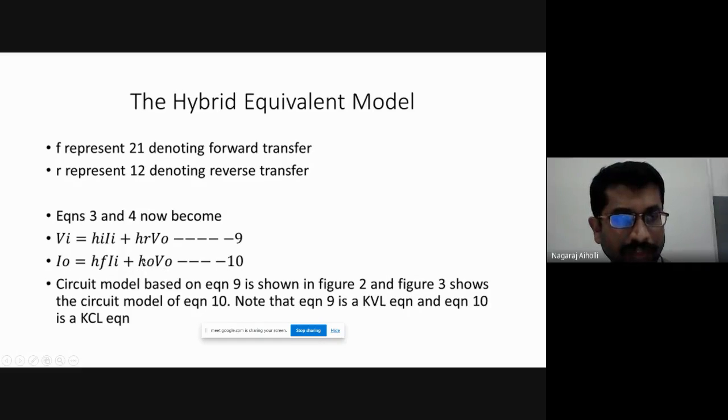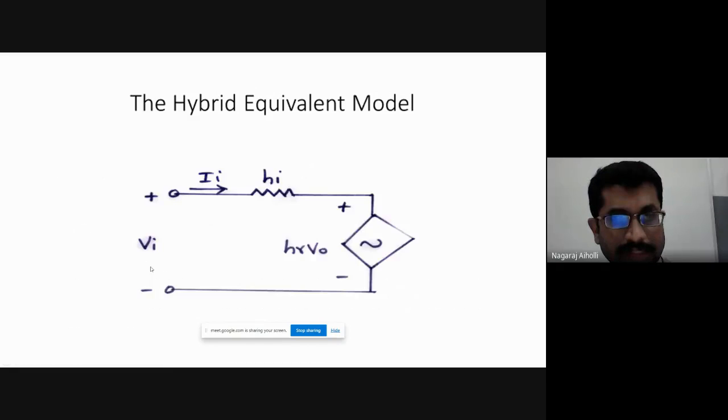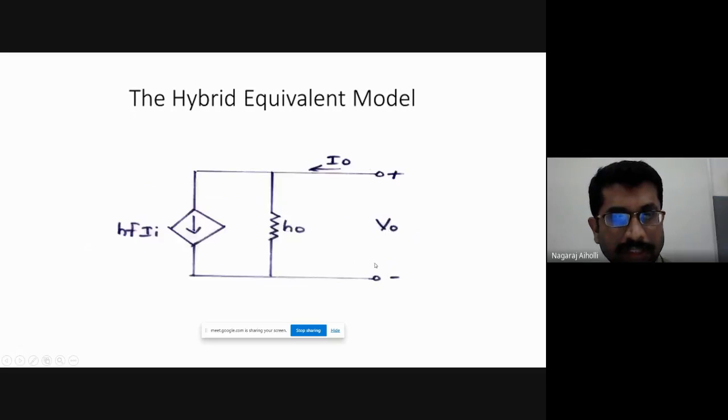It is the KCL equation. Now this KVL and KCL equation is done in the form of a model. It is like this: Vi is equal to Hi Ii plus Hr V naught. Hr V naught is dependent on V naught, and hence it is a controlled voltage source. Similarly, the second equation, the KCL equation, is I naught is equal to Hf Ii plus H naught V naught. Hf Ii is dependent on Ii, and hence it is a controlled current source.